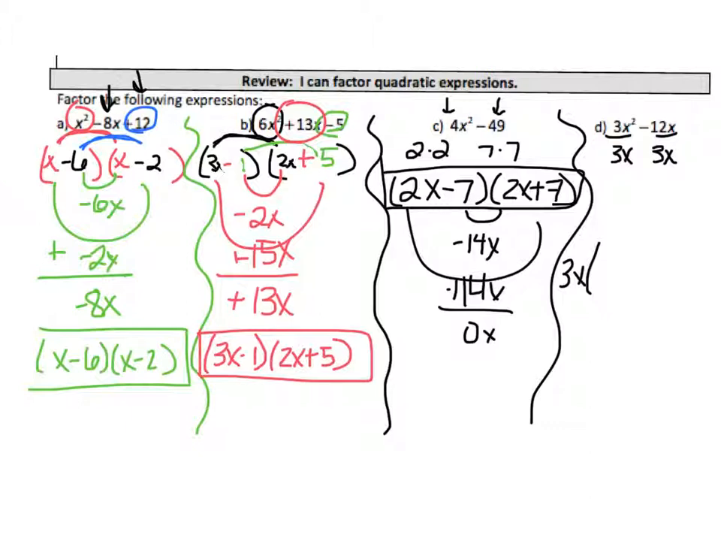So 3x squared divided by 3x would just be x. And then 12x divided by 3x would just be 4. And since in the leftovers there's no x squared term, it's just x, that's how I know I'm done. So 3x times x minus 4 is your final answer for that one.